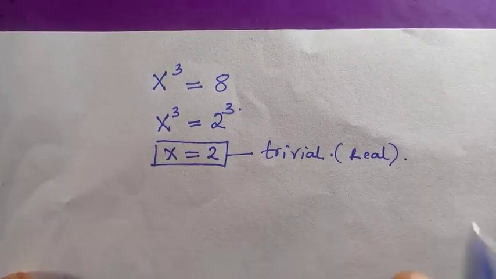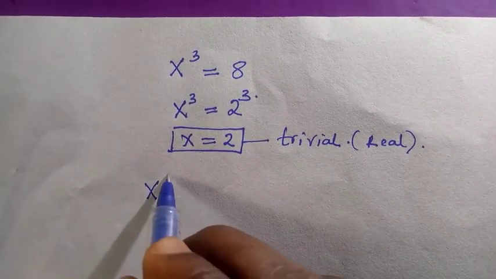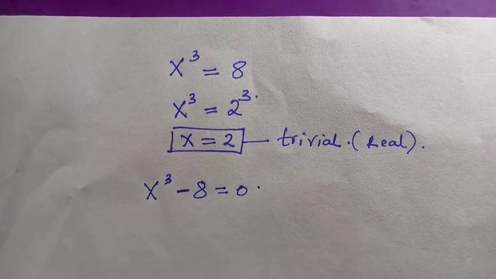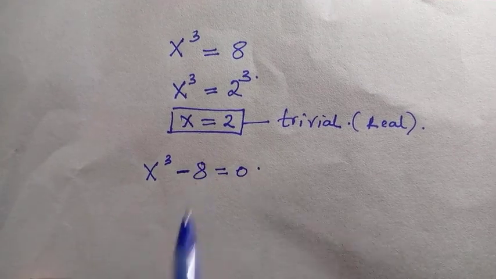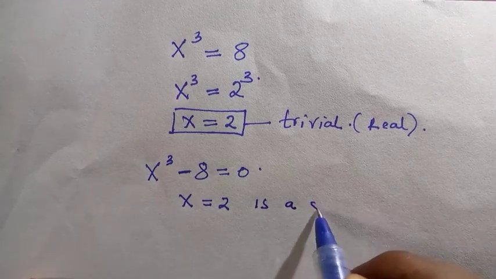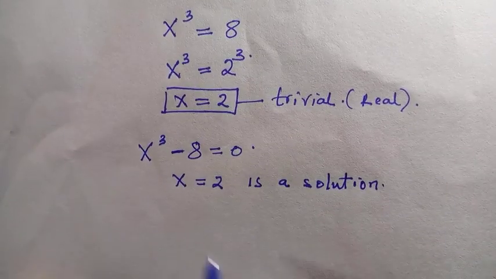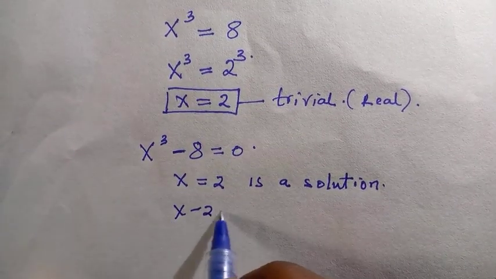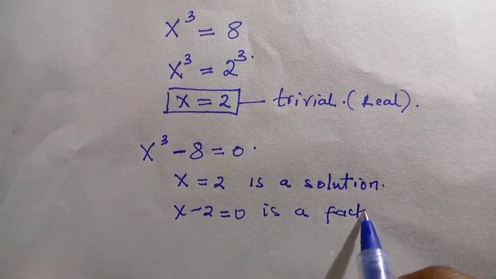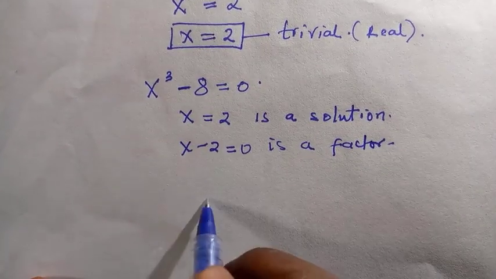And so to find the complex roots for this, it's very simple. As we have x raised to power 3 minus 8 equals 0, then we know that from this, x equals 2 is one of the solutions to this problem. Then, since we have already obtained a solution, we can get a factor of this, which is x minus 2. It's a factor of x cubed minus 8 equals 0. So we can use the long division method to get the other factors of this.